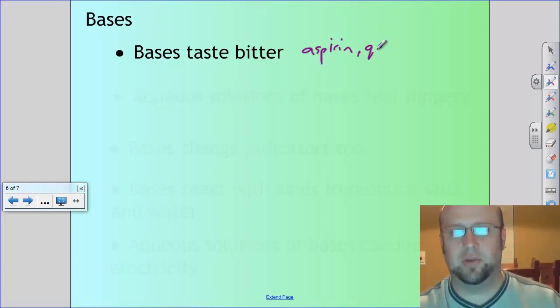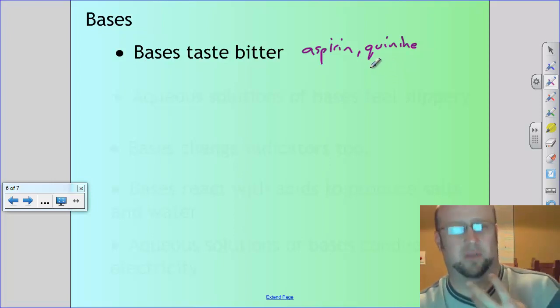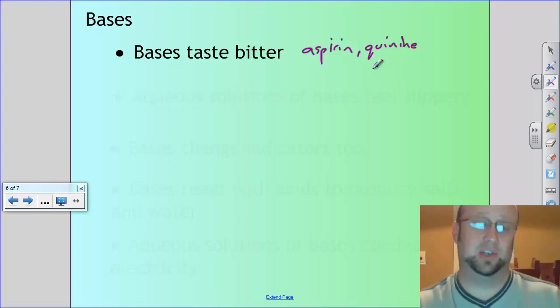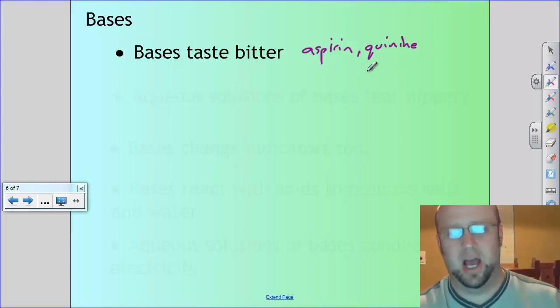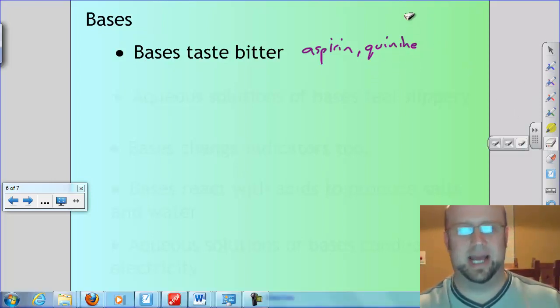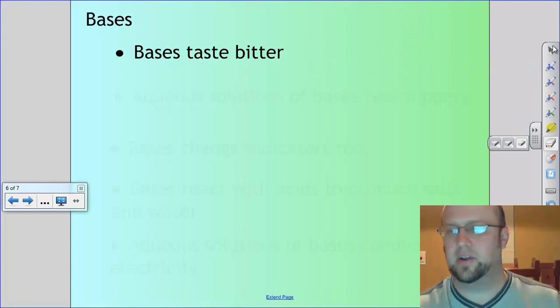Another thing that tastes really super bitter is a chemical called quinine. If you've ever had tonic water, it tastes that way, but it's really sharp and unpleasant. Acids kind of taste good. I mean, they're sour, but they taste good. But bases taste really bitter and nasty. So that's a good indicator there.